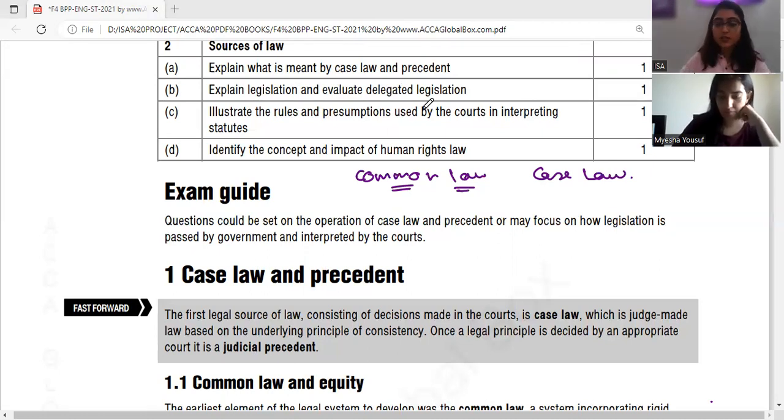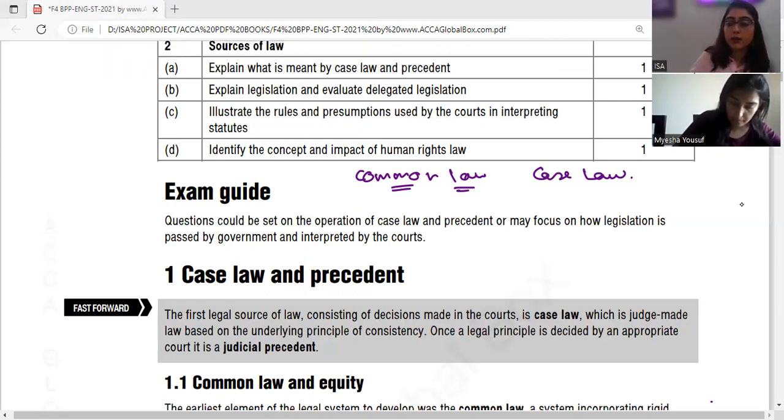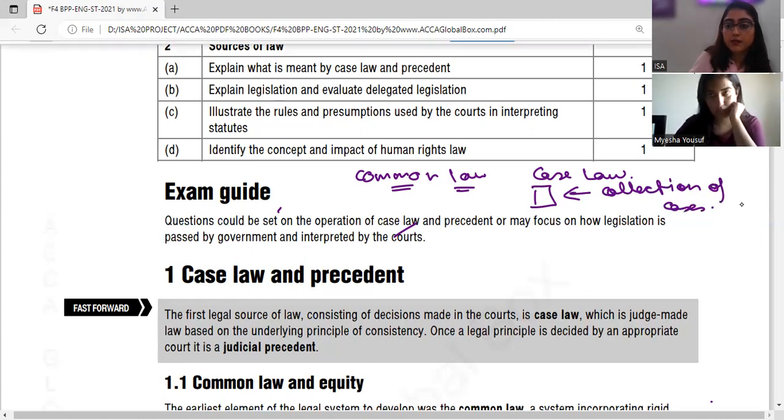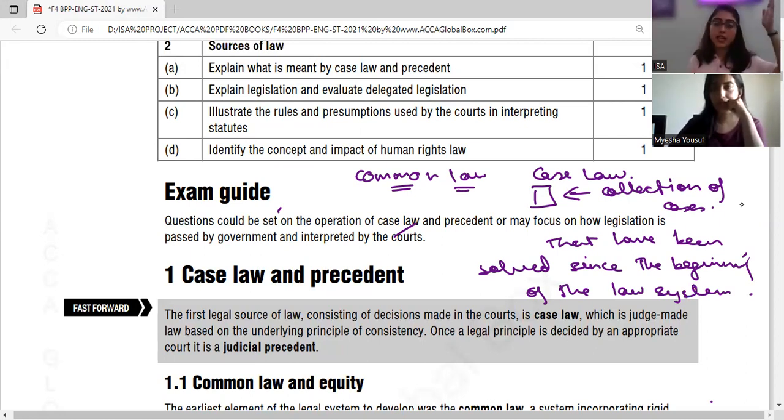Okay. Good try. Case law is basically a collection of cases that have been solved since the beginning of the law system. Now, since the beginning means what? Since the beginning means you go back to the kings and the kingdoms and the knights and the wazirs who used to solve the cases. They used to come back to the palace, sit down, put their heads together, share the experiences, share the conclusions they gave, how they solved the conflicts, shared the judgments they passed, the punishments, the penalties, the damages, the equity.